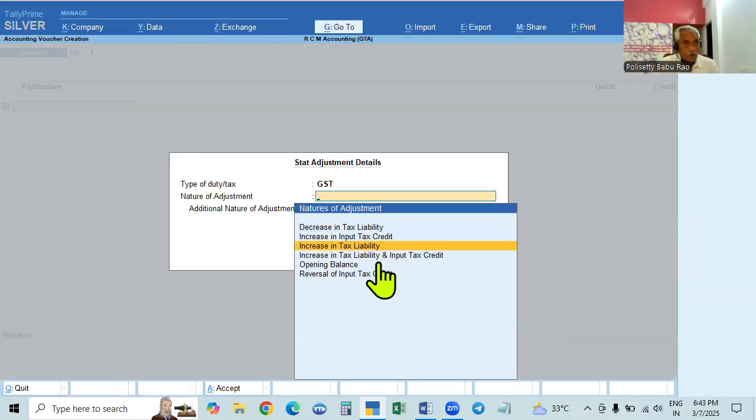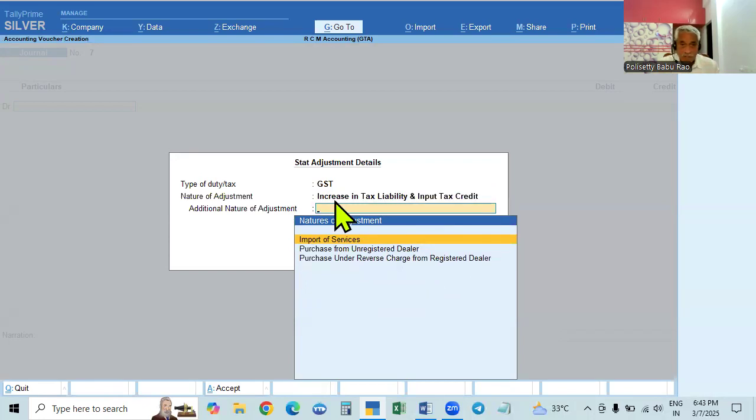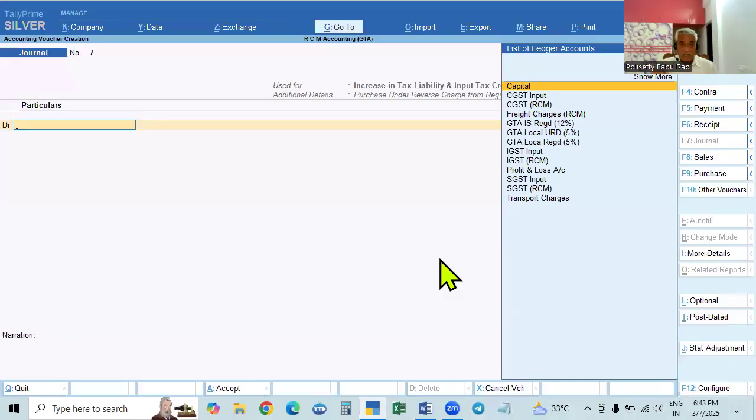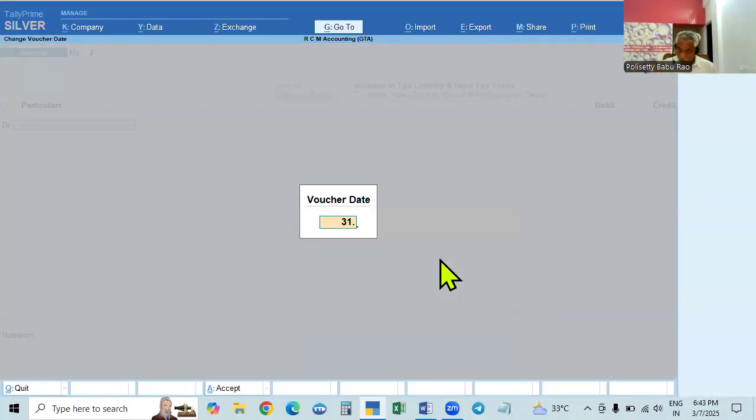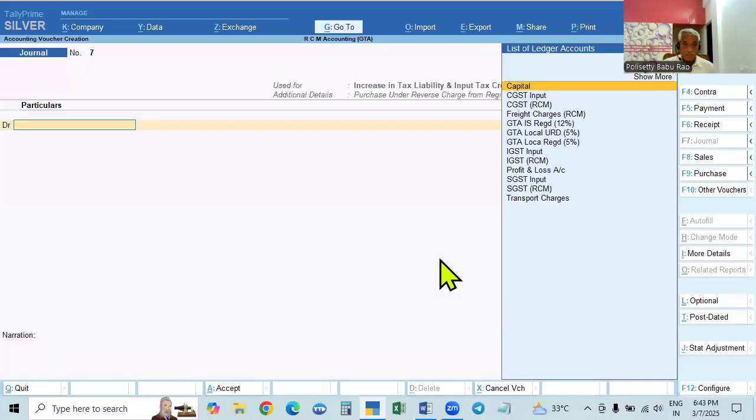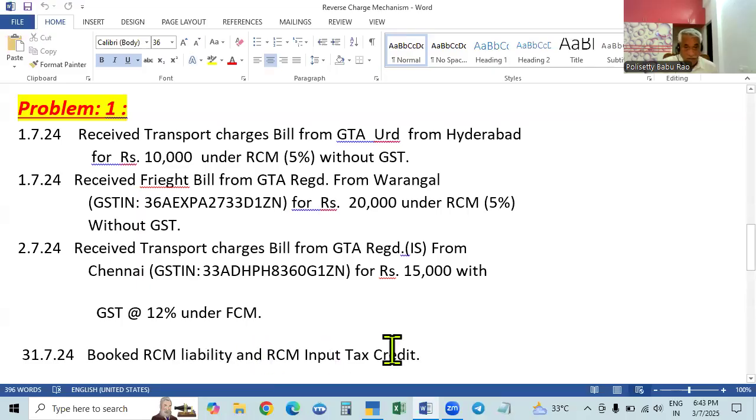Instead of that, you can get both at a time, because at the end of the month only, after completing all the entries, at the end of the month, create liability, create ITC. So here, increase in tax liability and input tax, both we are creating. Enter. So what is this? First one is we are creating this liability and input tax credit for the purchases from registered dealers, separate for registered dealers and unregistered dealers. So select this, enter, and this entry is to be made at month end, 31st July. That is the month, no? July. So on 31st, let's see, booked RCM liability and RCM input tax.